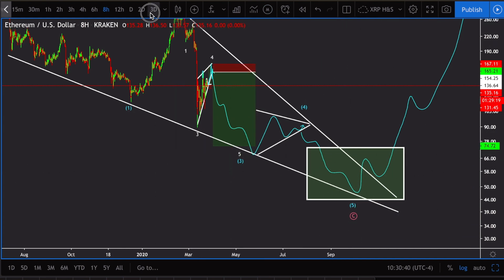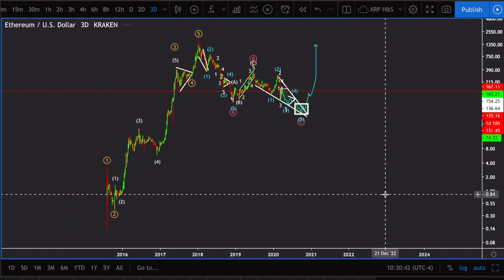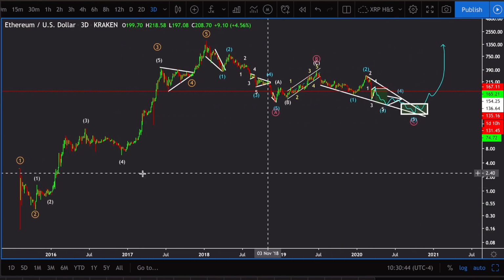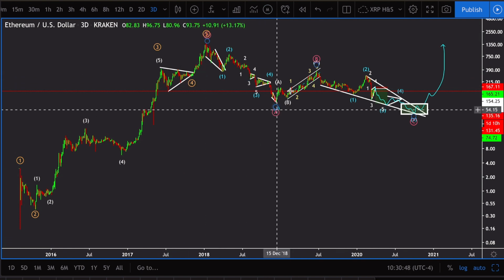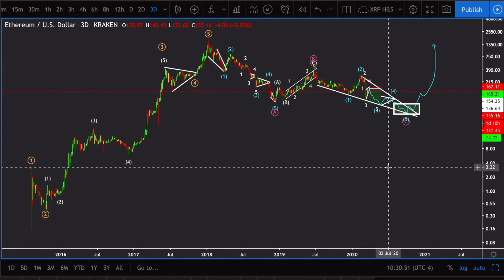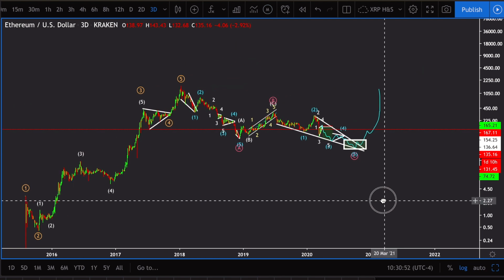So that's it. Going back out to the larger degree time frames, this is how I think it's going to look. Like I said, the 1, 2, 3, 4, 5, and then we have an A, B, C, and from there it looks like we're all set.